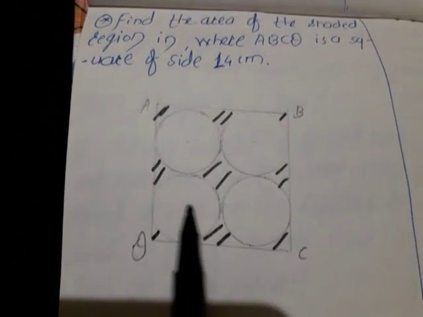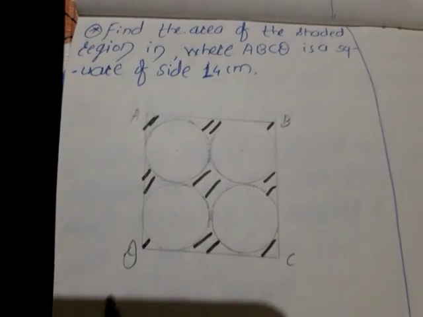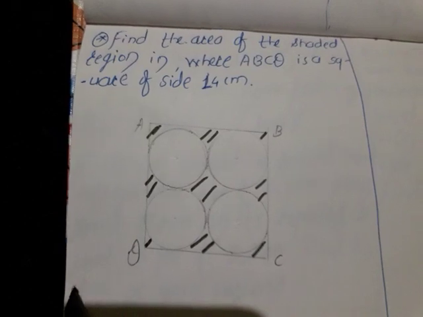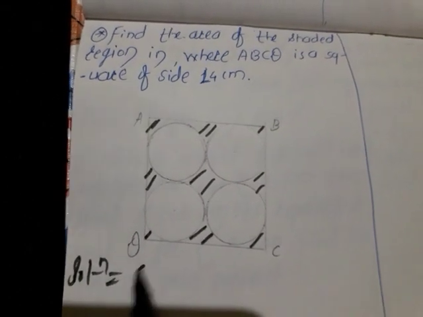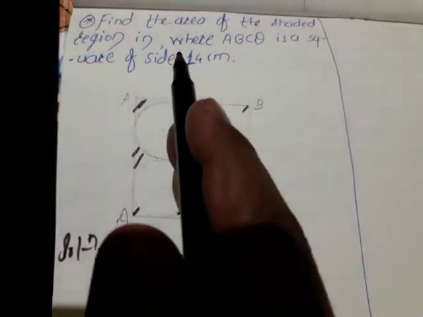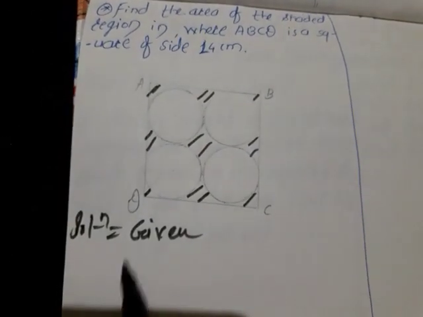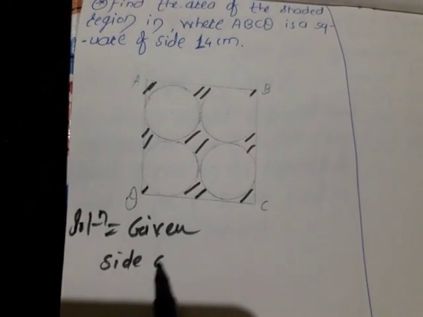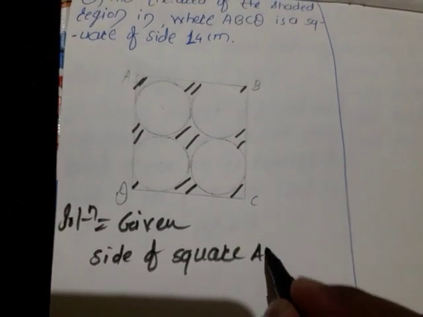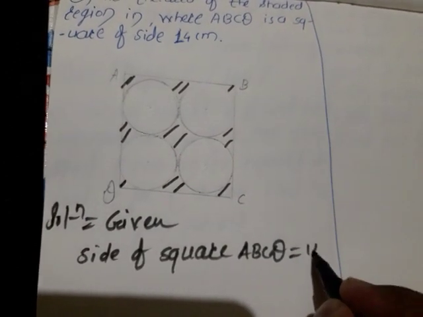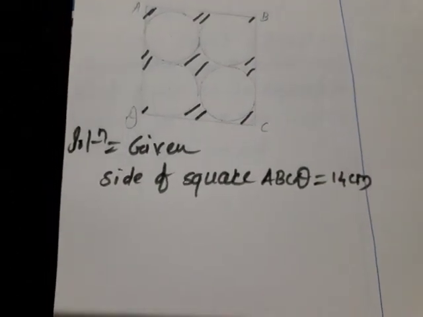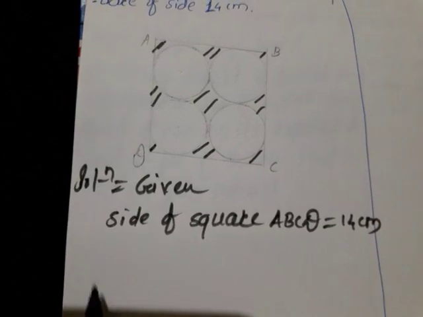Then first of all what will we do? We will find the area of this square. I will start, listen and try to understand. This figure is already given with this example. Solution. Given: ABCD is the square of side 14 centimeter. Side of square ABCD is equal to 14 centimeter. Then we can easily find the area of this square.